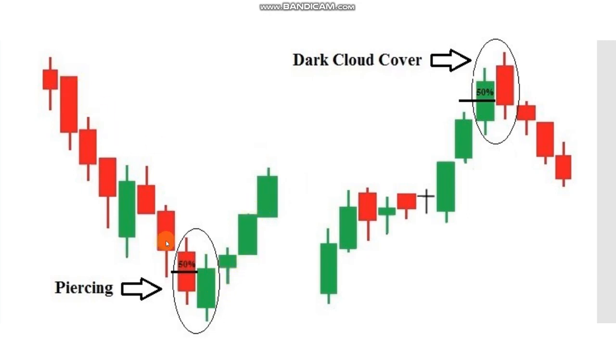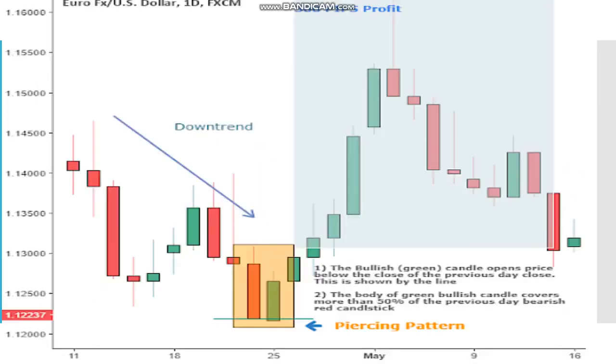Market was in a downtrend, piercing pattern formed. Bulls came in, or buyers came in, and there was a change in trend and market started going up from here after the piercing pattern. So this is a dark cloud cover. This is the opposite of piercing pattern. We'll be covering it in the next lesson.